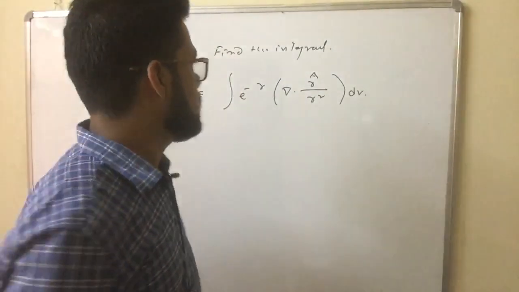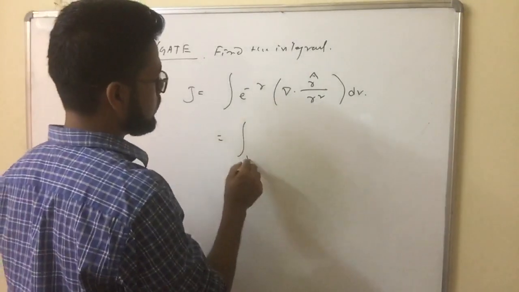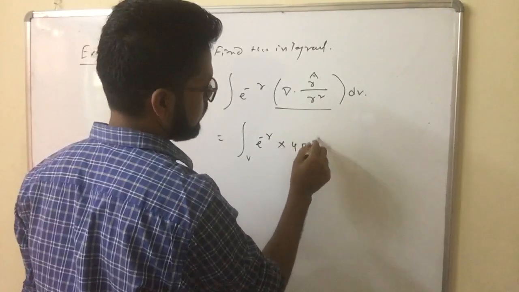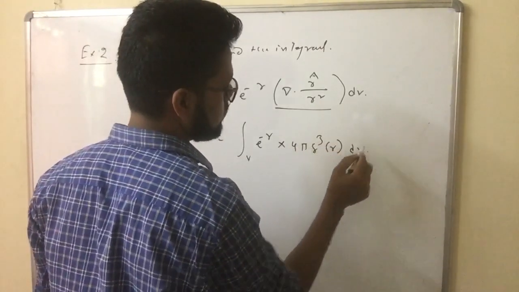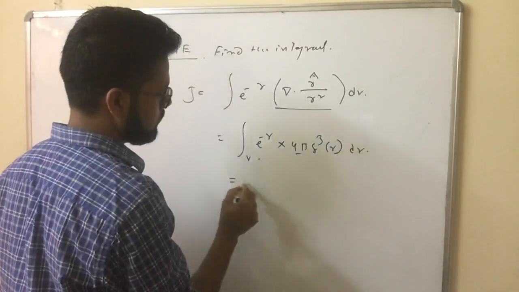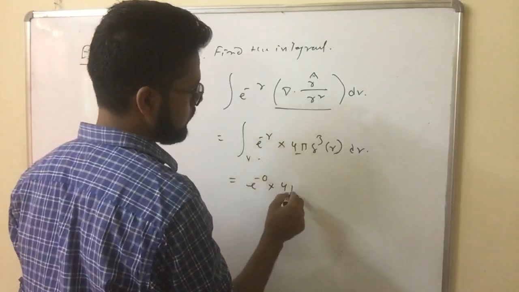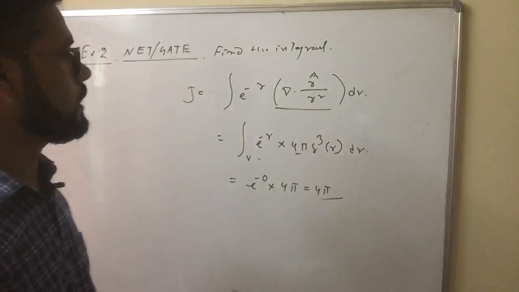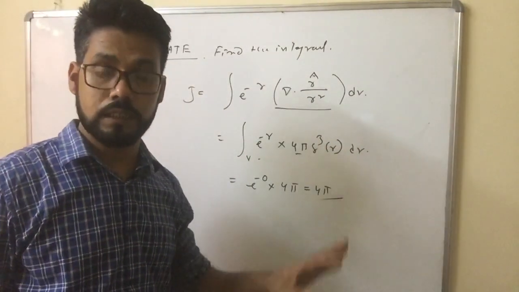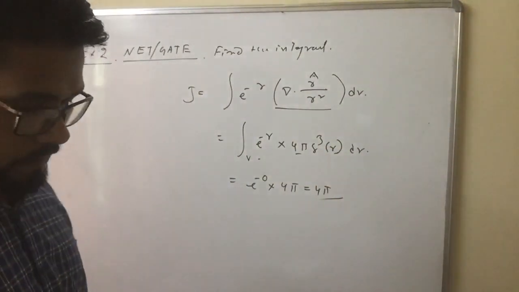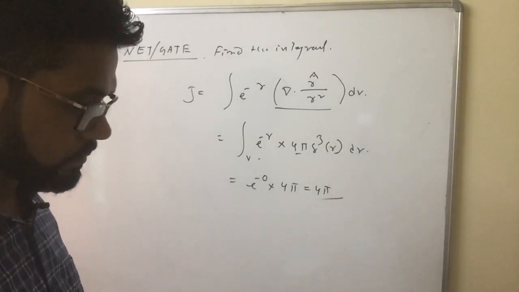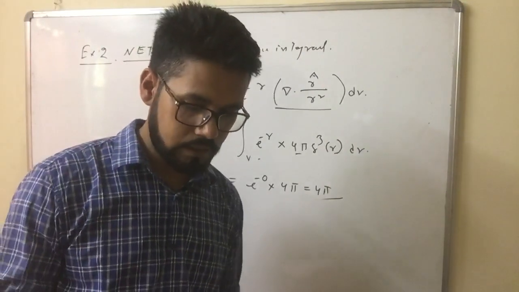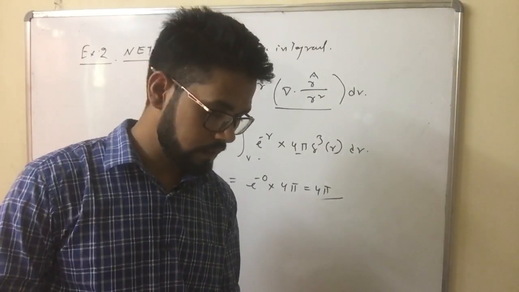No need to do that, because the integral of e to the power minus r times 4 pi delta cube r d tau, putting this value, e to the power 0 into 4 pi, equals 4 pi. That is the answer. This is only one or two steps. This is a 5 mark question in the NET exam. I am not going to do more calculation, but why it is so necessary, I will tell you.